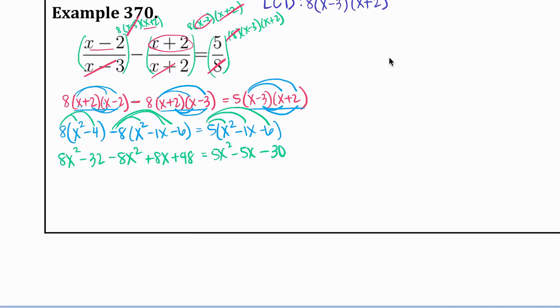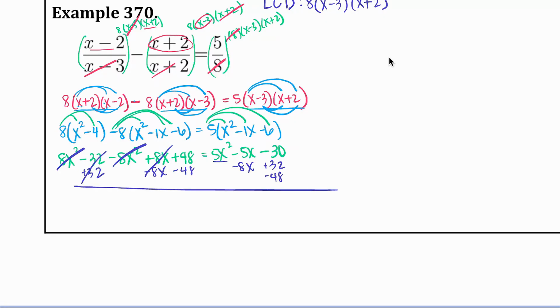All right, let's see what we can combine. This 8x squared minus this cancels. So I'm going to go ahead and move everything. Since my x squared's over here, let's move everything to the right side. So I'm going to do a minus 8x. I'm going to do a plus 32 and a minus 48.